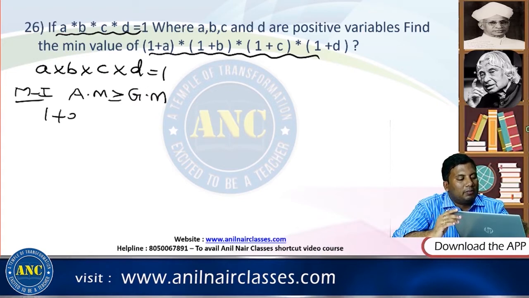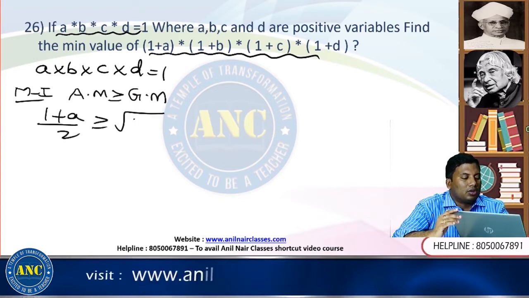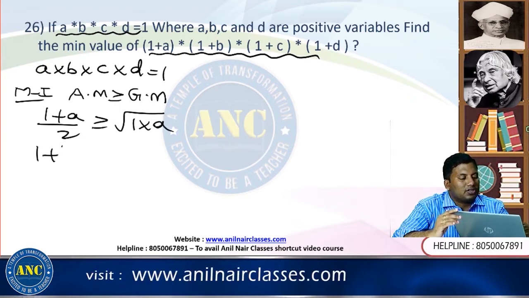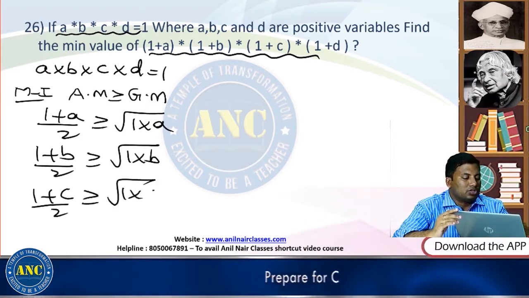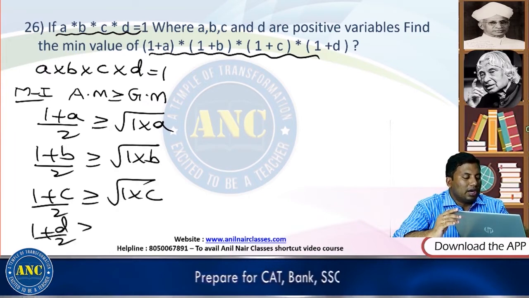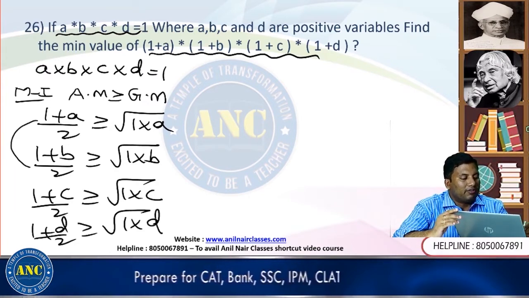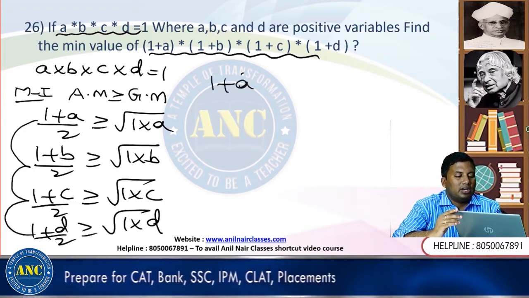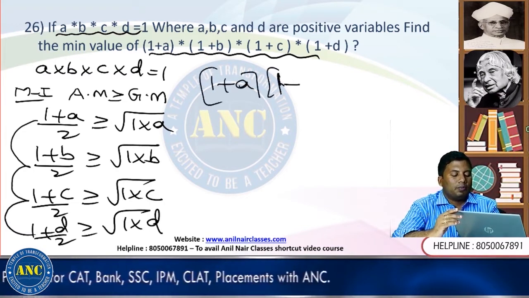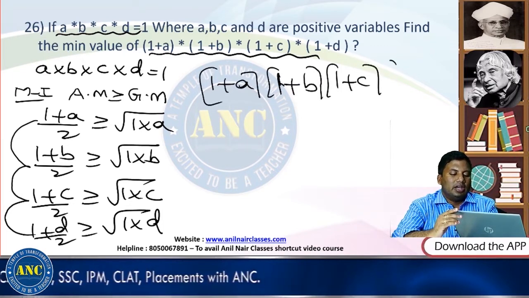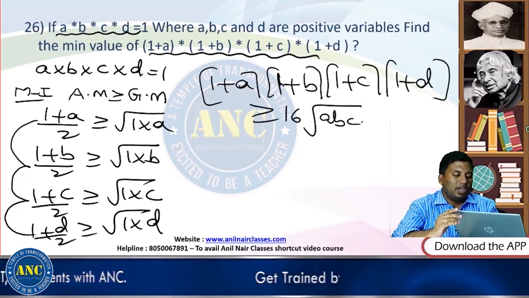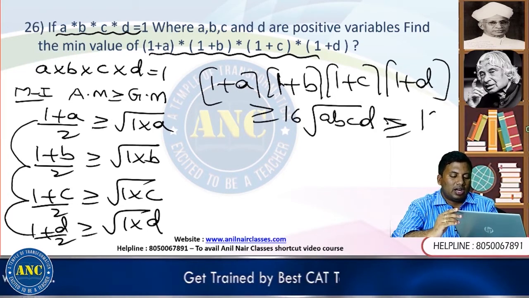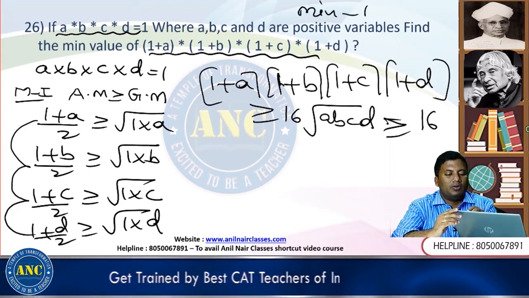So (1 plus A) by 2 is greater than or equivalent to root of 1 into A. (1 plus B) by 2 is greater than or equivalent to root of 1 into B. (1 plus C) by 2 greater than or equivalent to root of 1 into C. (1 plus D) by 2 greater than or equivalent to root of 1 into D. If I multiply all this, (1 plus A) into (1 plus B) into (1 plus C) into (1 plus D) is greater than or equivalent to 2 into 2 into 2 into 2 into the 16th root of ABCD, which is 1. So greater than or equivalent to 16, minimum value is 16.